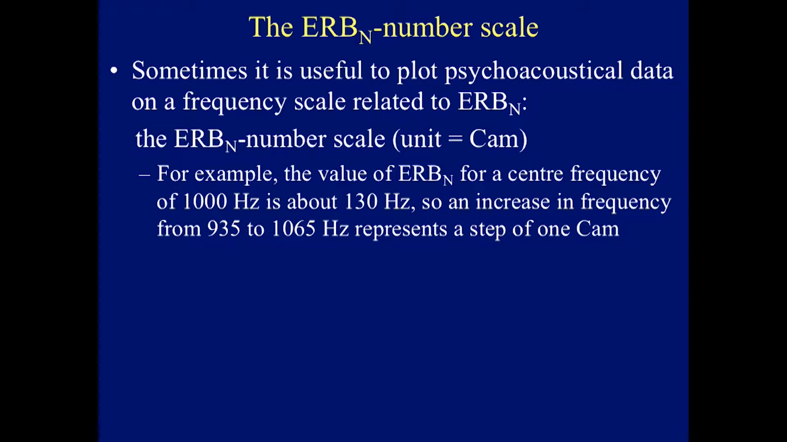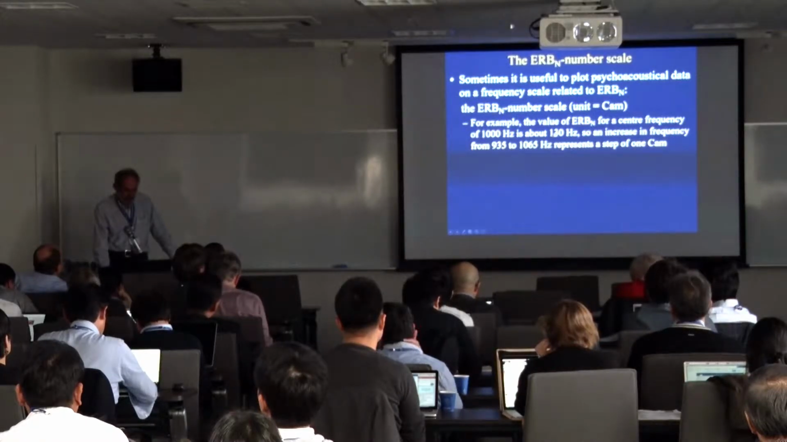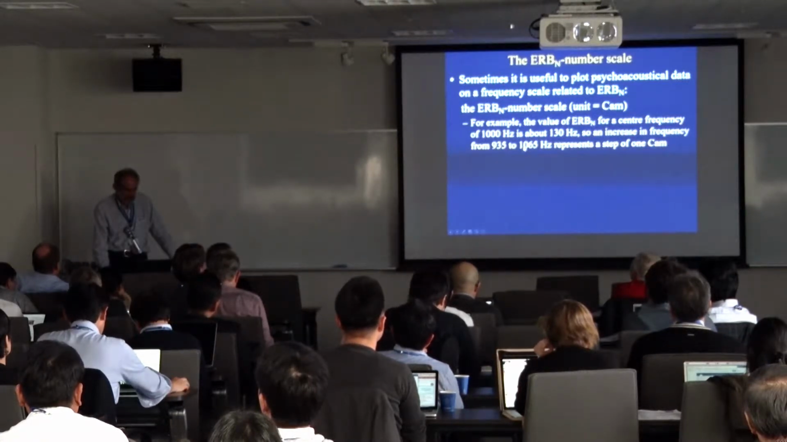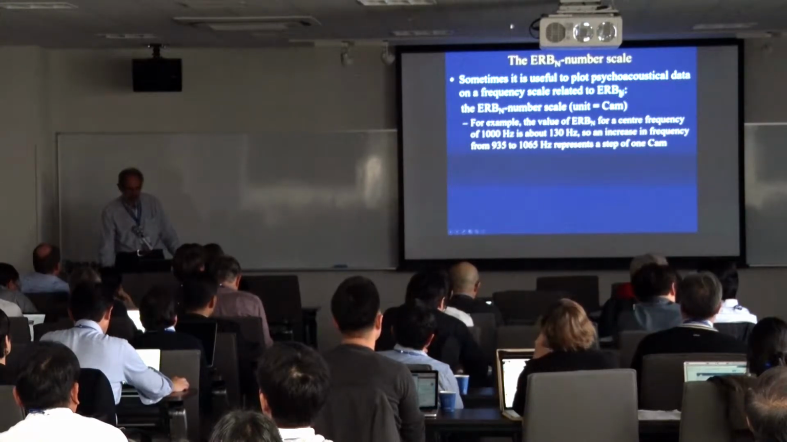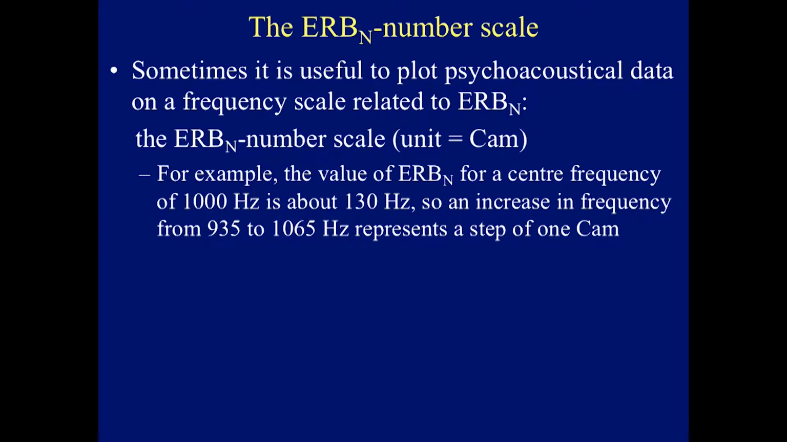So a step of one ERB width, one ERB_N, corresponds to a 1 unit step on this ERB number scale. So for example, the width of the auditory filter centered at 1000 hertz is about 130 hertz. So if we go in frequency from 935 to 1065, that represents a step of 1 Cam on this scale. And we use these units, Cams, because this scale was developed in Cambridge together with Roy Patterson and Brian Glasberg and myself, but the unit was actually suggested by Bill Hartman.